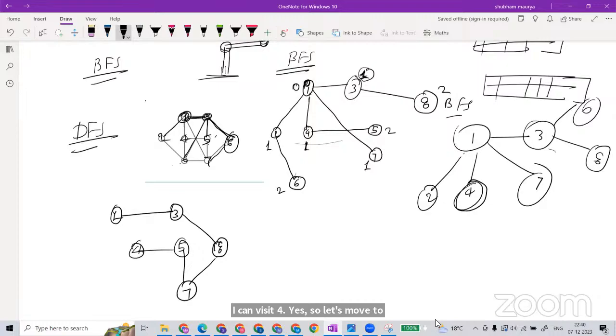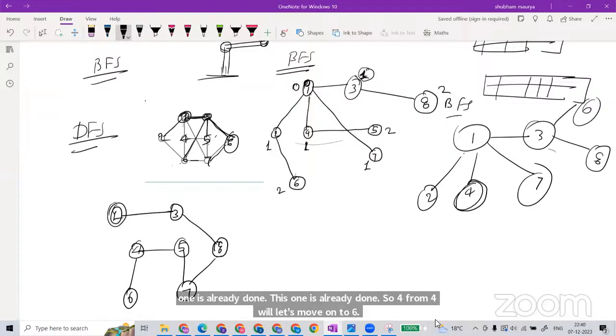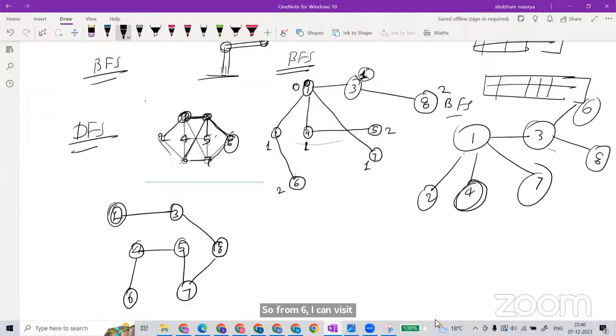From 4, I can visit 1 or 6. 1 is already done. So from 4, let's move on to 6. From 6, I can visit 7 or 2. 7 is already visited, so let's move to 2. From 2, I can visit 1 or 6, but both are already visited.